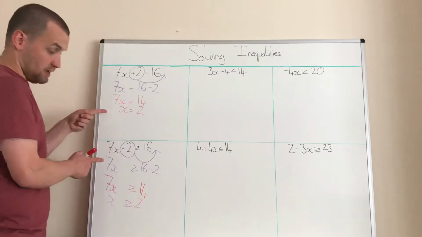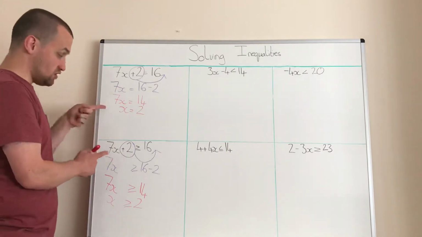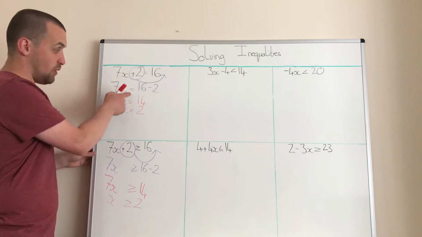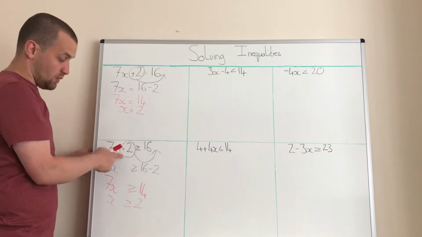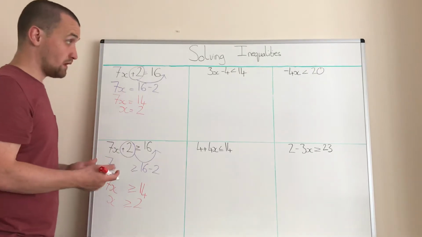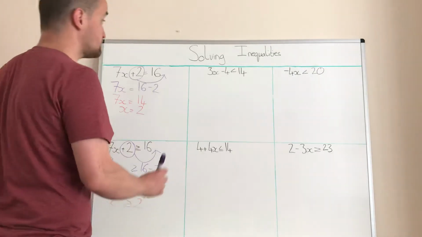So the two methods are identical. There's no difference between the methods apart from when we're solving equations, we're using an equal sign, and when we're solving inequalities, we're using an inequality sign. That's the only difference here. Okay, let's look at the next one.